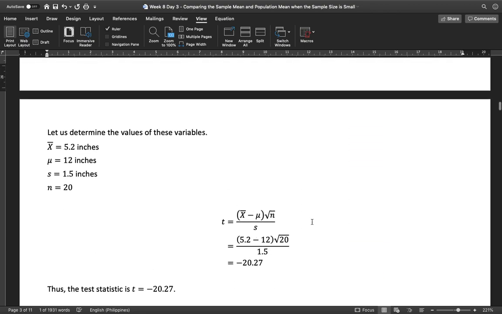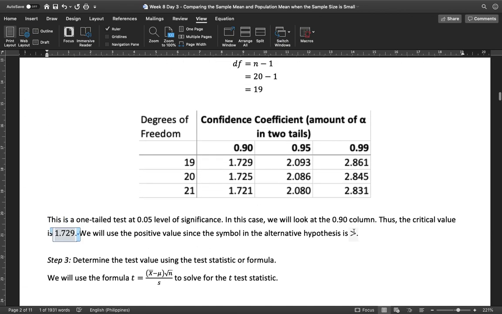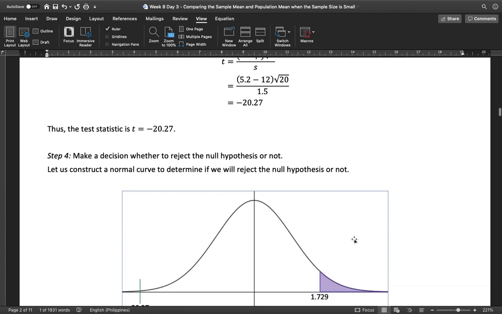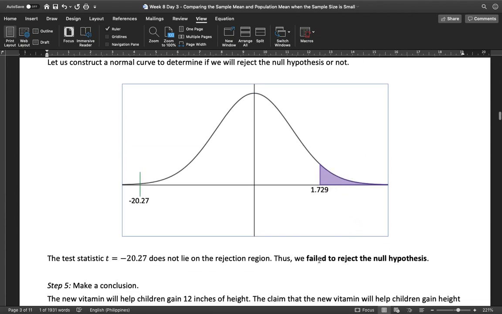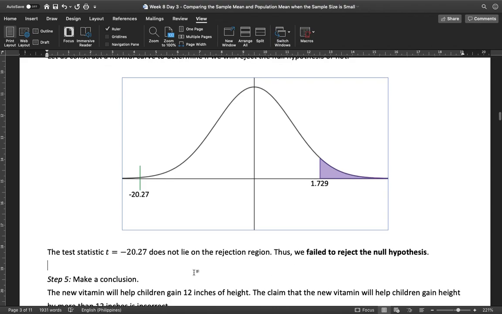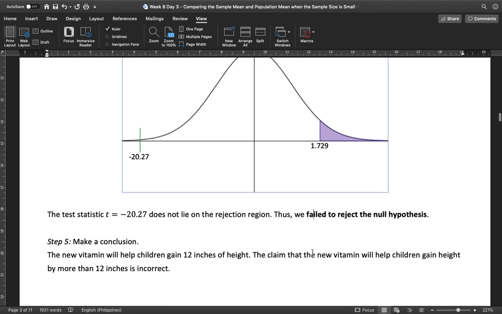Kung nalilito kayo kung saan mag-shade, tingnan yung symbol ng alternative hypothesis. Naka-point out siya kung saan may shade. So, naka-point out siya sa right, so i-shade mo sa right. So, the test statistic, negative 20.27, does not lie in the rejection region. Nandito siya eh. Ang rejection region nasa kabila. Thus, we failed to reject the null hypothesis.